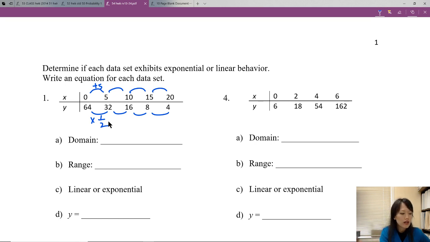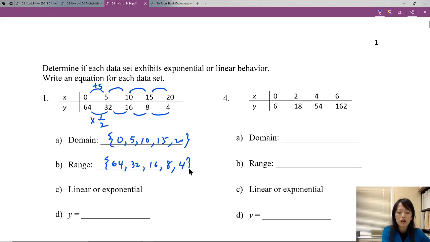So let's write our domain. Our domain for this one, be careful, is not all real numbers. What's the domain in this function? Well, this particular pattern, that's only certain values of the variable x. It's really 0, 5, 10, 15, 20. It's those specific values. If you're saying those are the only ones in the set, 0, 5, 10, 15, and 20. And what is the range? Like specific values allowed? 64, 32, 16, 8, and 4.